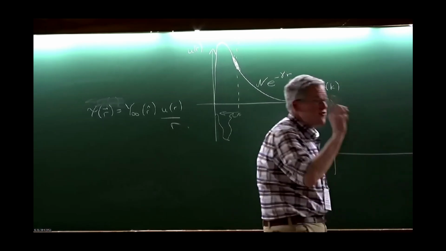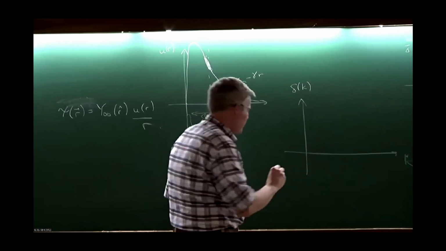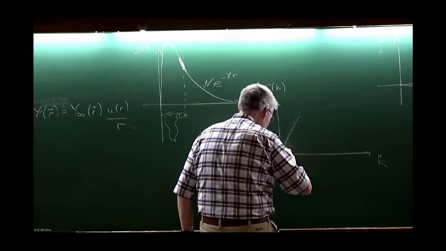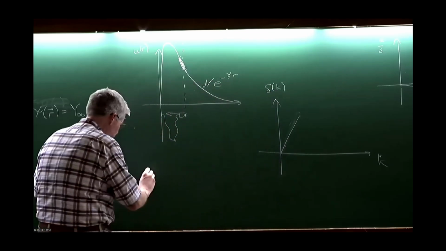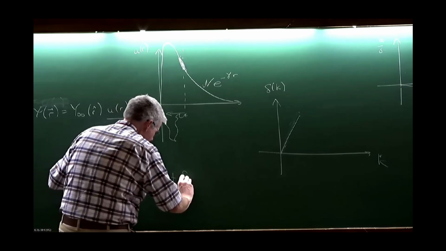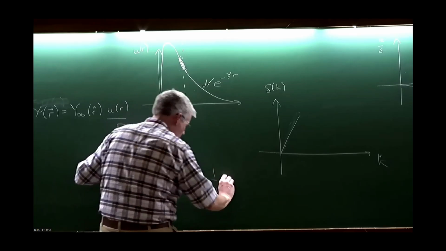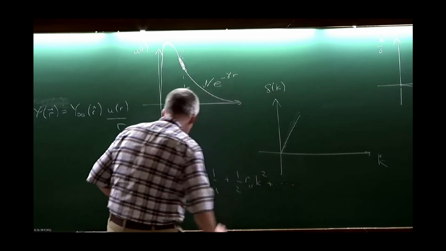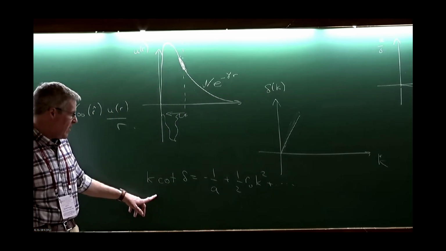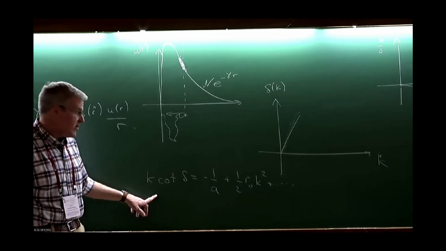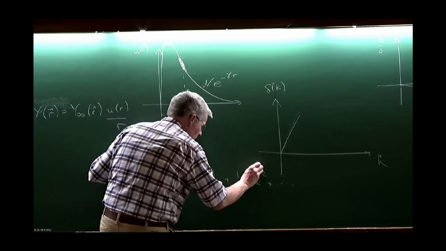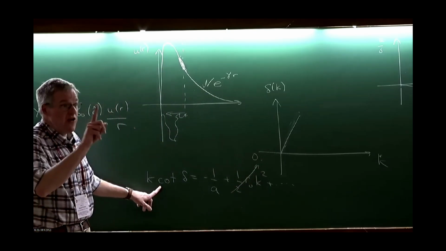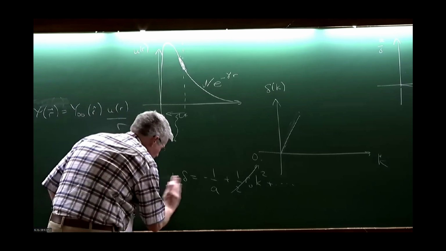If I plot the phase shift versus momentum, then, okay, so I've got to figure out how far back I want to go. Let's start with this, okay? So now let's go to k equals 0. As k goes to 0, this goes away. Cotangent delta for small delta behaves like 1 over delta.